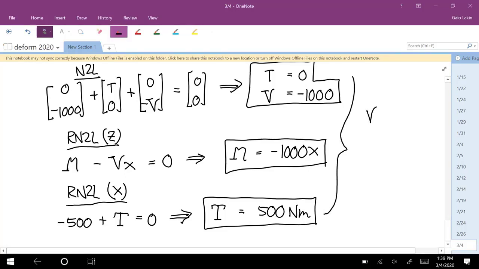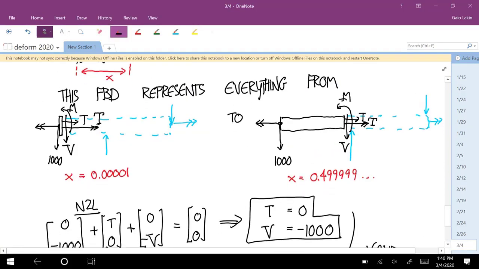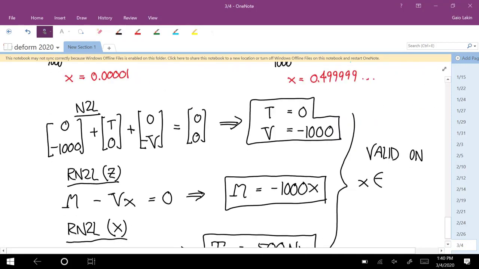So these are all valid on the interval X between, so this, which is basically 0, just a little bit to the right of 0, and this, which is basically 0.5, just a little bit to the left of 0.5. So these functions are valid for X between 0 and 0.5, not including the endpoints.